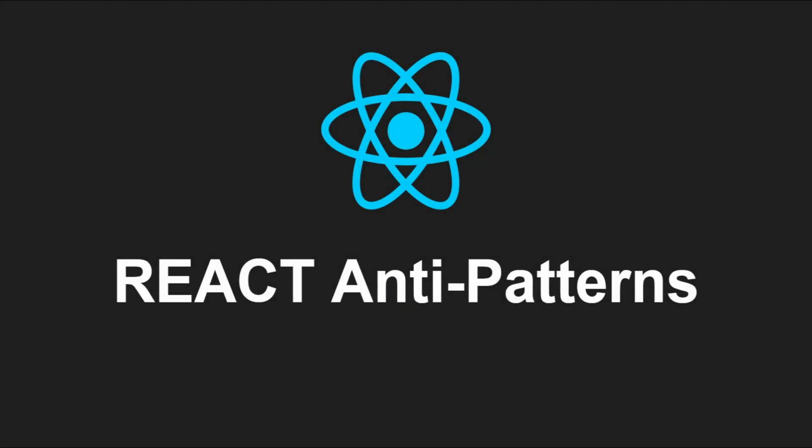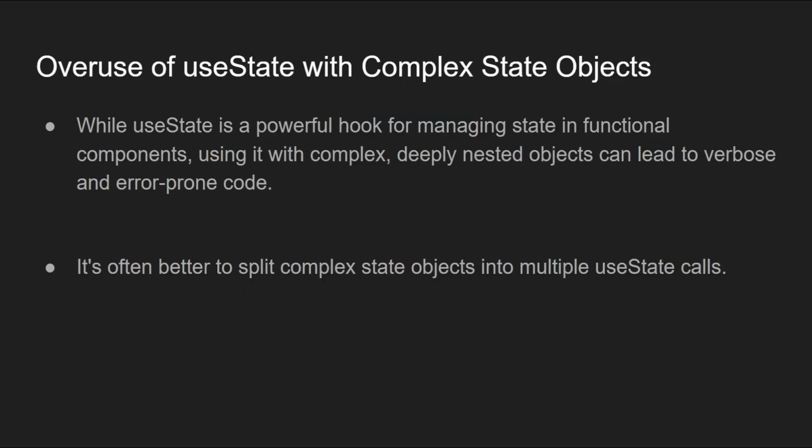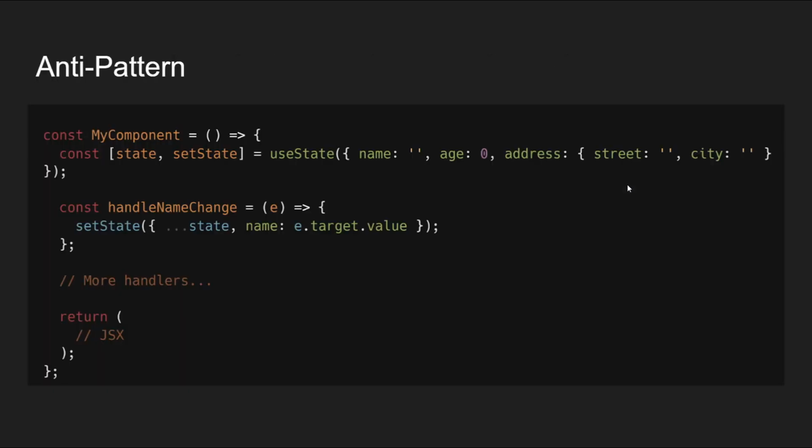Okay, so the first anti-pattern that I will talk about is overuse of complex state objects. In functional components, we can use useState to create state variables, but sometimes we make those state variables too complex. We add a bunch of properties to a single state variable object and even nested properties as well. This makes it harder to update the state variable with deeply nested objects and can even lead to error-prone code. The better approach is to split complex state objects into multiple useState calls.